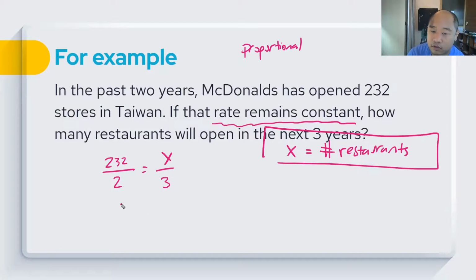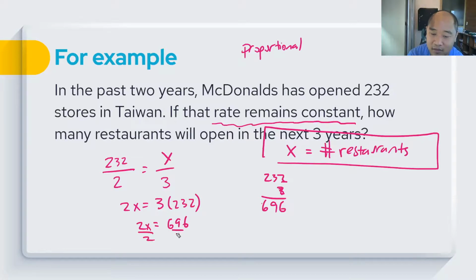So 2x equals 3 times 232. And what is that? 696. 696 equals 2x. Divide by 2. X equals, what is that? 346. Is that right? Someone correct me if I'm wrong. I believe that's right, though.